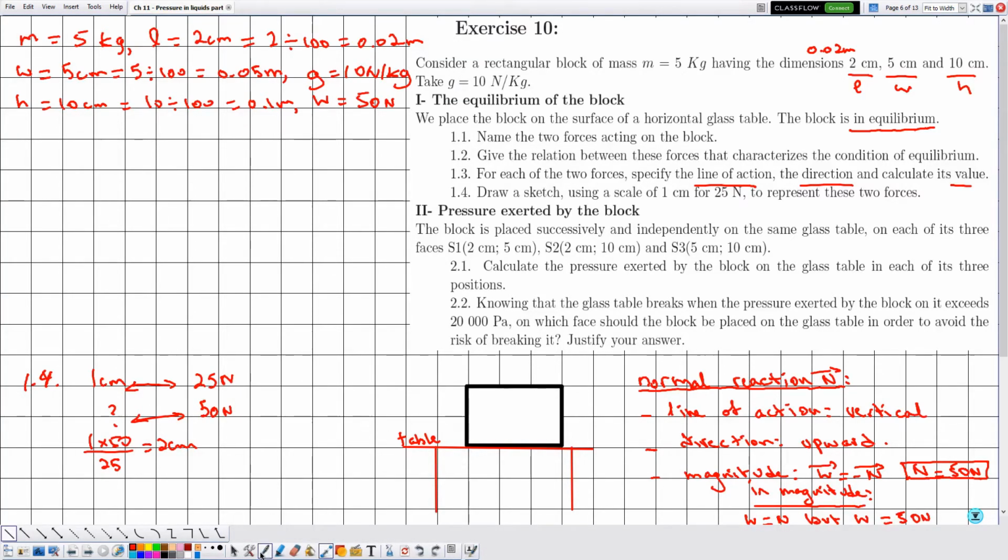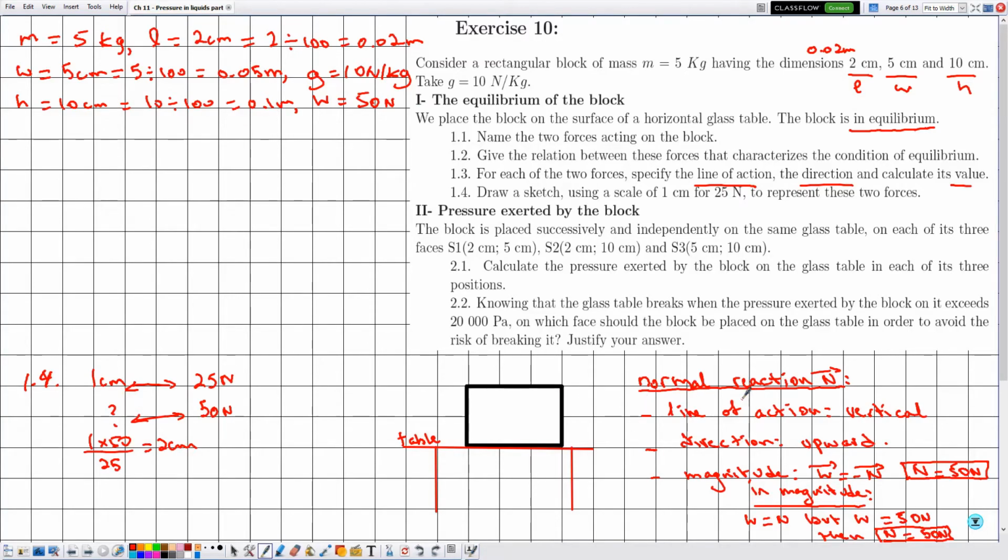Now, in order to draw these vectors, we need to take into consideration their properties. We know that because the weight is classified as an action at a distance, the point of application will be the center of gravity G of the rectangular block. Whereas for the normal reaction, since it's a contact force, the point of application will be the point of contact between the rectangular block and the table. So this is the point. And now let's represent these forces.